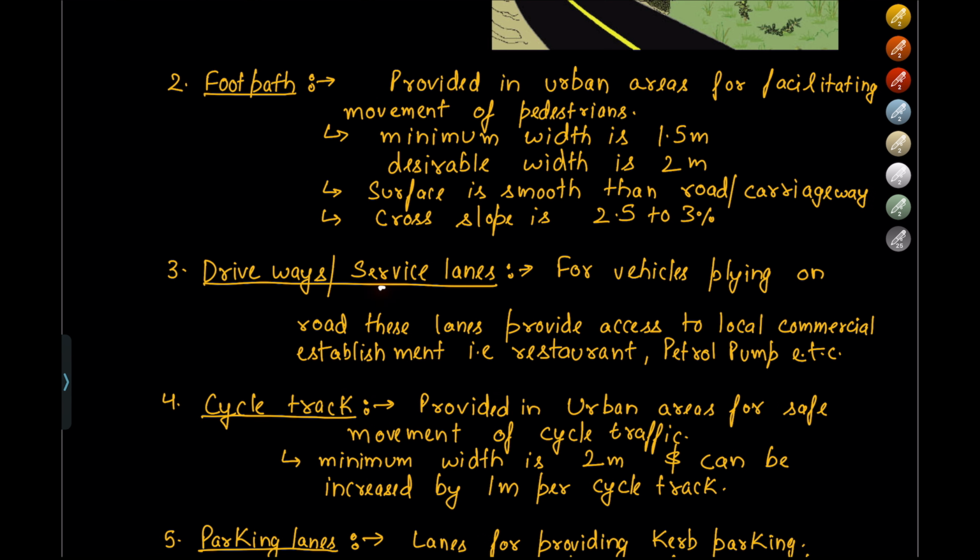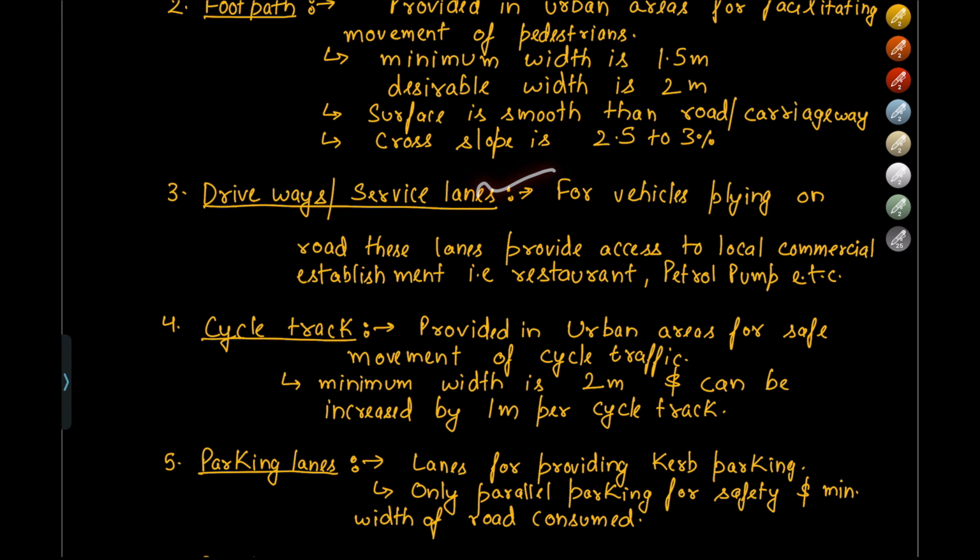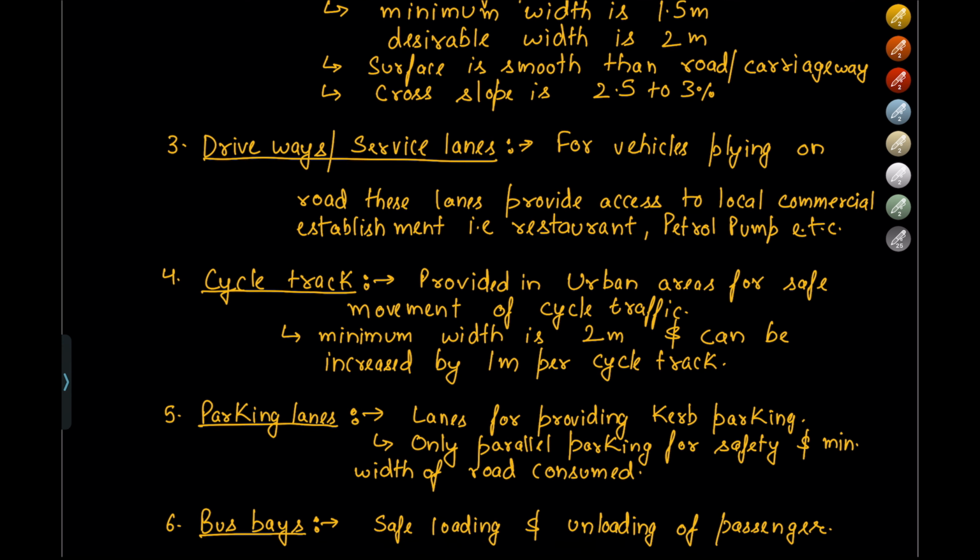Next, driveways or service lanes. This is for the vehicles plying on the road. These lanes provide access to the local commercial establishments such as restaurants, petrol pumps or other commercial establishments where the vehicle needs to go. This acts as a service lane. Next is cycle track.